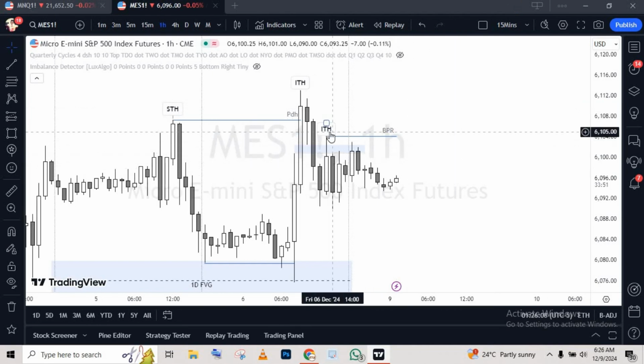And I'll talk about this later on, right? But I just wanted to note that this is also a short-term high, as much as it is an intermediate term high, balancing this fair value gap.